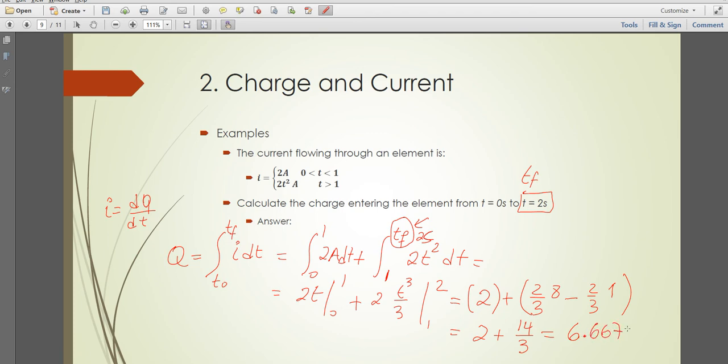6.6, but in a fraction it is 20 over 3 coulombs. Is that correct? Yes. So this is how we can calculate it if the current is changing during the time. Look here, it was constant, and after that it was like a ramp, but exponential, t squared. This is an exponential curve. So we'll end up with this exercise with that number of coulombs.